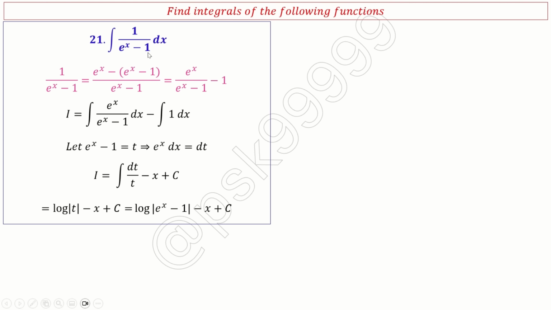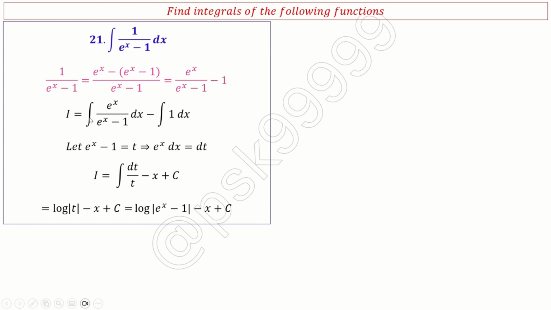Okay, 1 by e to the power of x minus 1. So I can write this as e to the power of x minus e to the power of x minus 1, which is nothing but e to the power of x divided by e to the power of x minus 1, minus 1. Okay. So here I take e to the power of x minus 1 as t, then e to the power of x dx is dt.